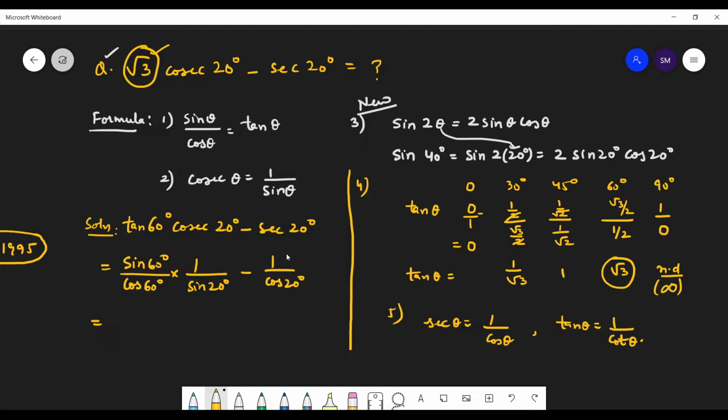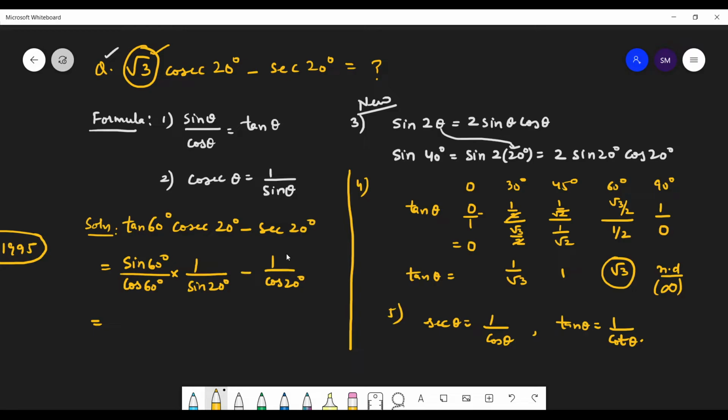So what do you get here? Cos 20 degree into sine 60 degree. Agreed? Yes, sir. Minus what about here? So I have to multiply the numerator and denominator with this value. So 1 multiply this is cos 60 degree sine 20 degree. Agreed, students?